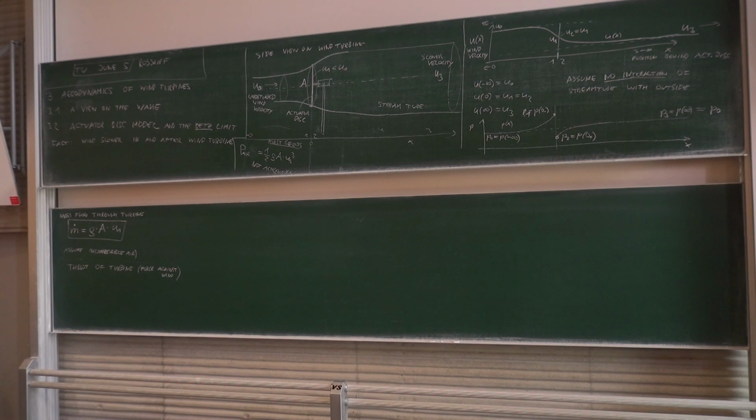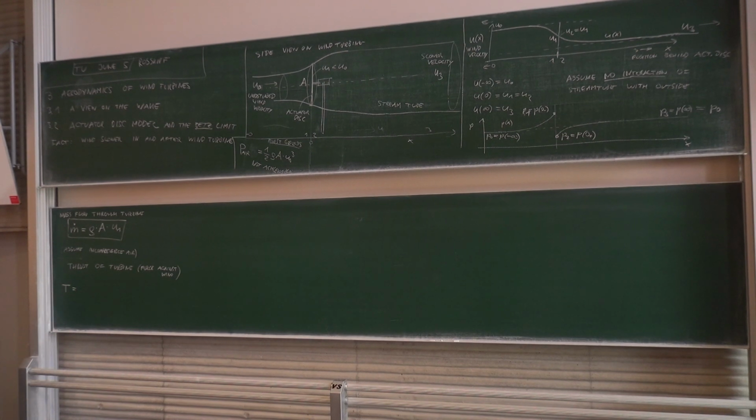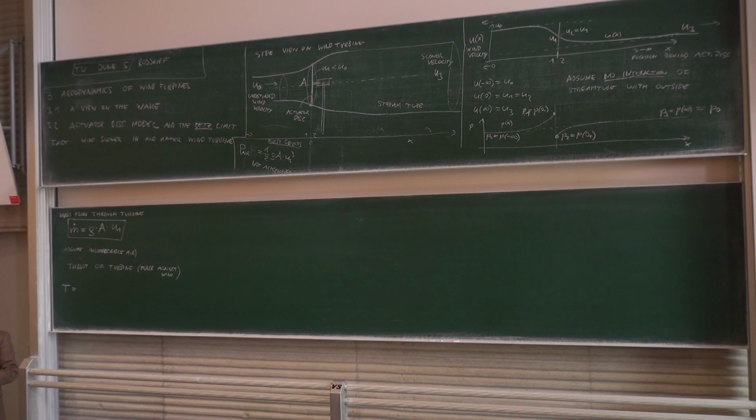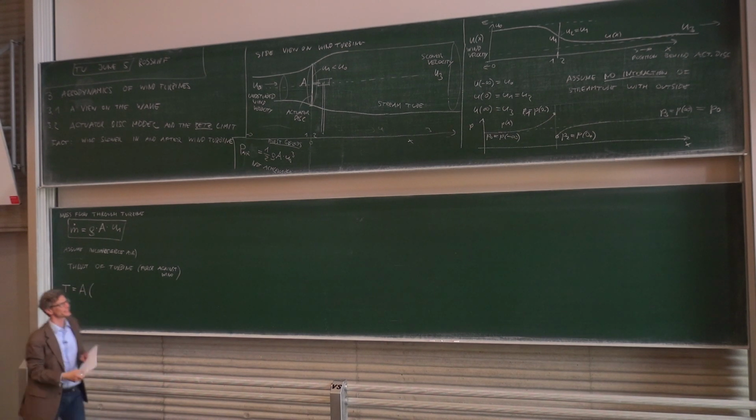So what would we know about thrust? Thrust, we call it T. And T is, in this case, a pressure difference times area. That would be one easy way to derive it, right? So it should be the area times the pressure difference. And now let's just look at the numbers.